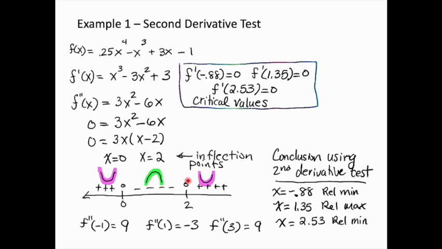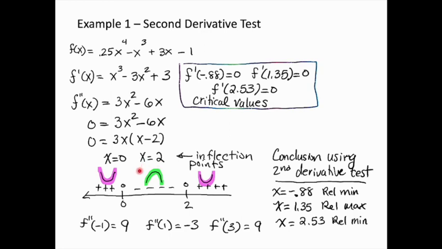If I look at x is equal to 2 on this sign chart, it does the same thing. I go from concave down on the left to concave up on the right. So that means since it changes concavity, x is equal to 2 is also an inflection point. So these two are both inflection points.